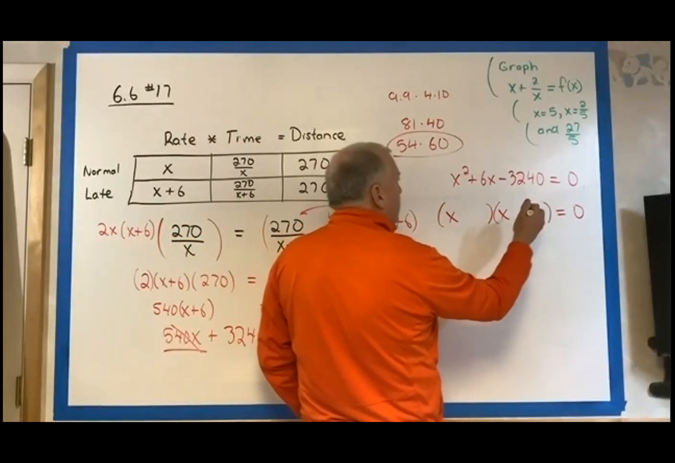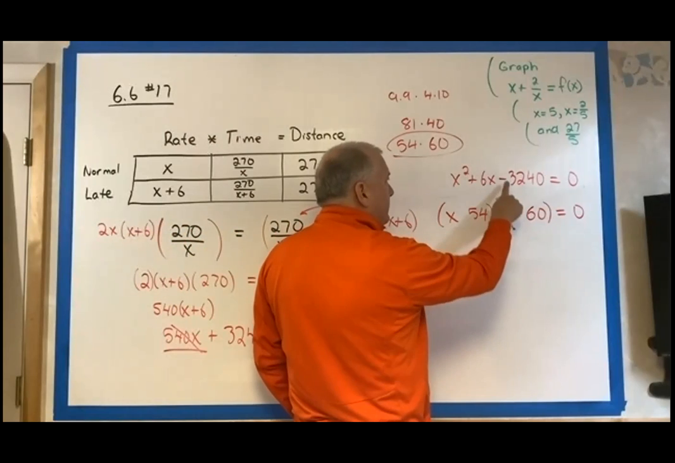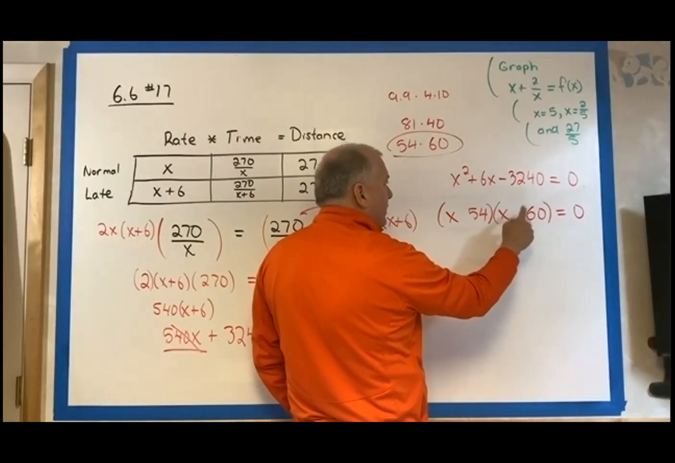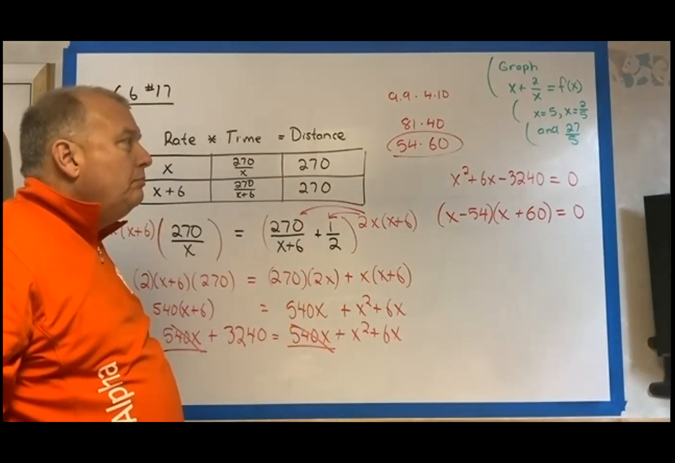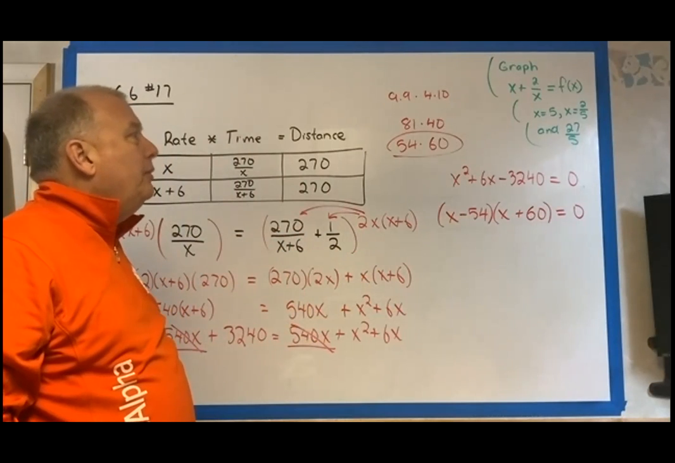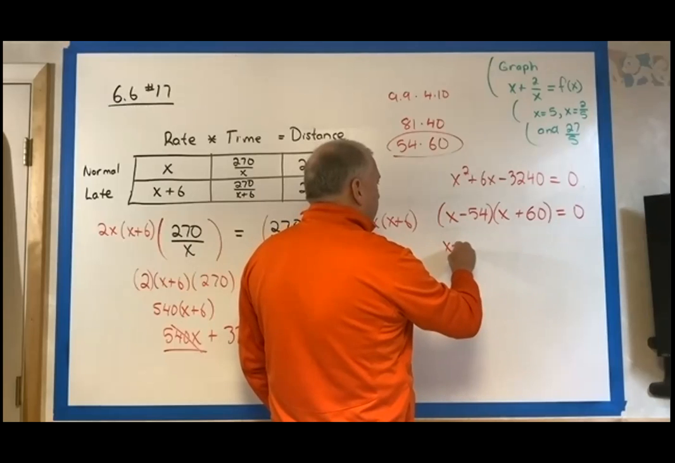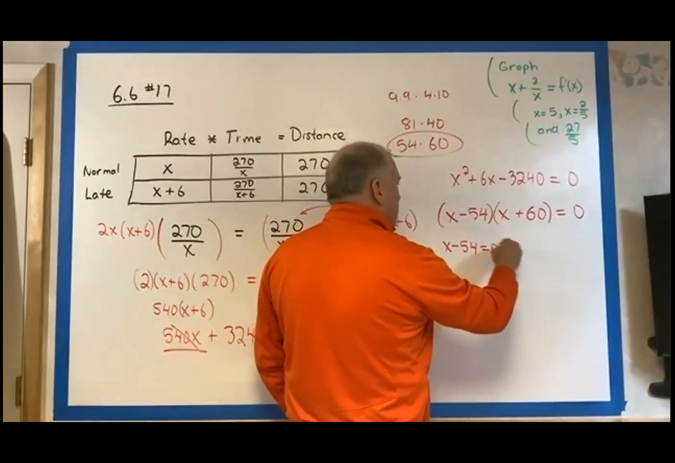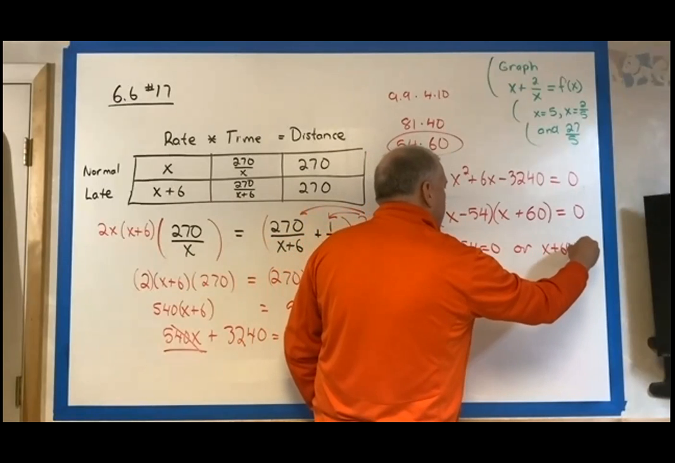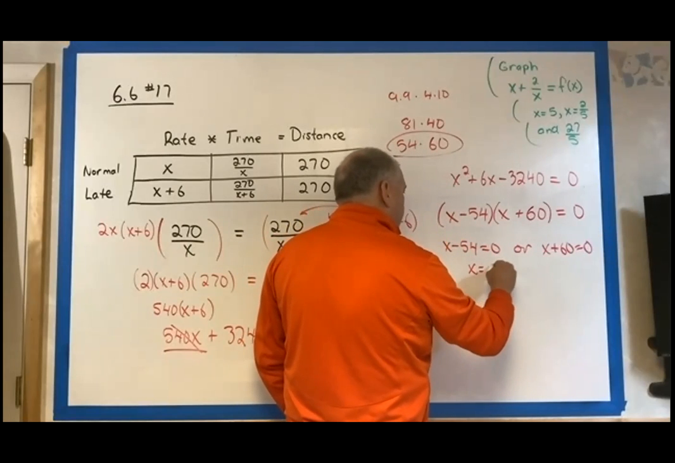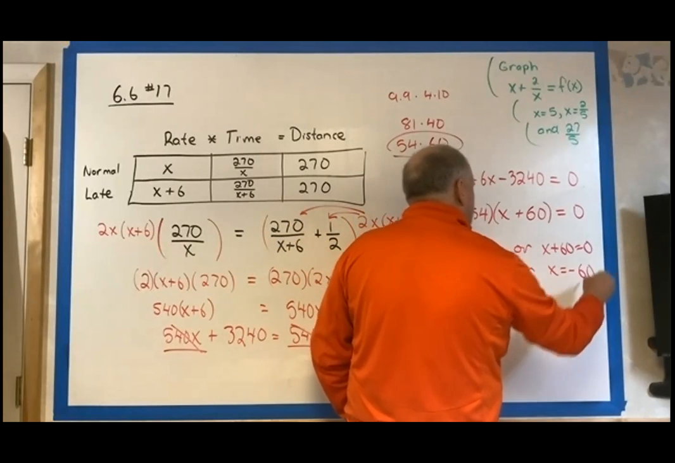X times x is x squared. 60, 54. Let's get the signs right. I want to be plus 6. I want this to be positive, this to be negative. Okay, that wasn't so bad. I thought that number was too big to deal with, but we just had to play with it for a second. Okay, x minus 54 is 0, or x plus 60 is 0. X is equal to 54, or x is minus 60.